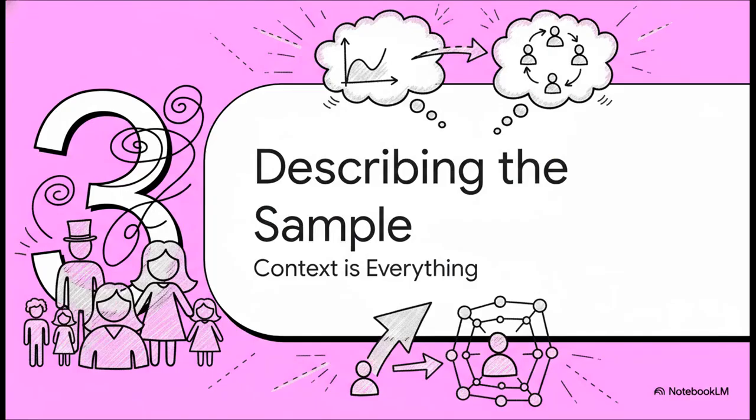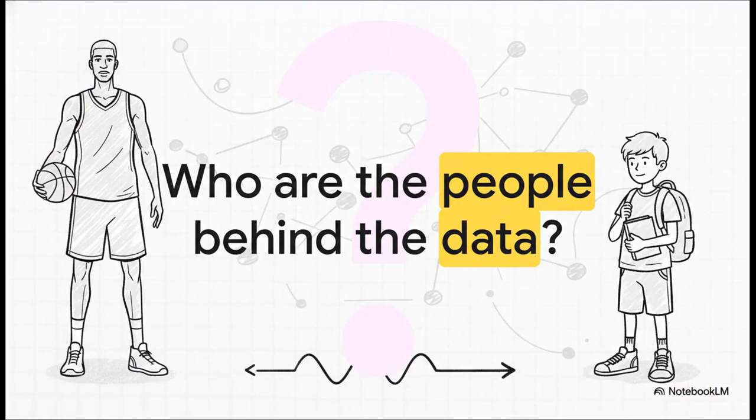So we've got our mean and we've got our standard deviation. But these numbers on their own are pretty much meaningless without some context. To really get what our results are telling us, we have to understand the story of the actual people who gave us this data. This right here is a question every good researcher has to ask. I mean, are these 20 people professional basketball players, or are they a bunch of middle schoolers? Because that answer completely flips how you'd interpret the numbers, right?